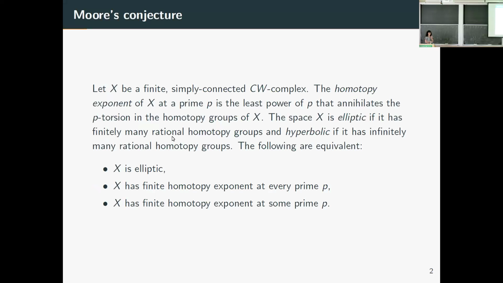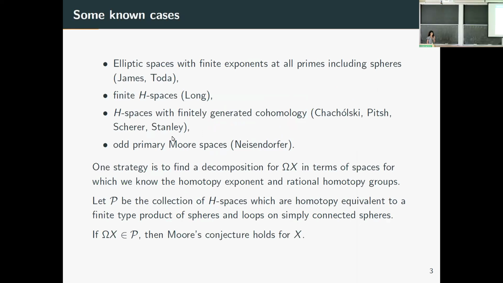And for that, we turn to Moore's conjecture. So let X be a finite simply connected CW complex. The homotopy exponent of X at a prime P is the least power of P that annihilates the P torsion in the homotopy group of X. The space X is elliptic if it has finitely many rational homotopy groups, and hyperbolic if it has infinitely many rational homotopy groups. Moore's conjecture states that the following are equivalent: X is elliptic, X has finite homotopy exponent at every prime P, and X has finite homotopy exponent at some prime P.